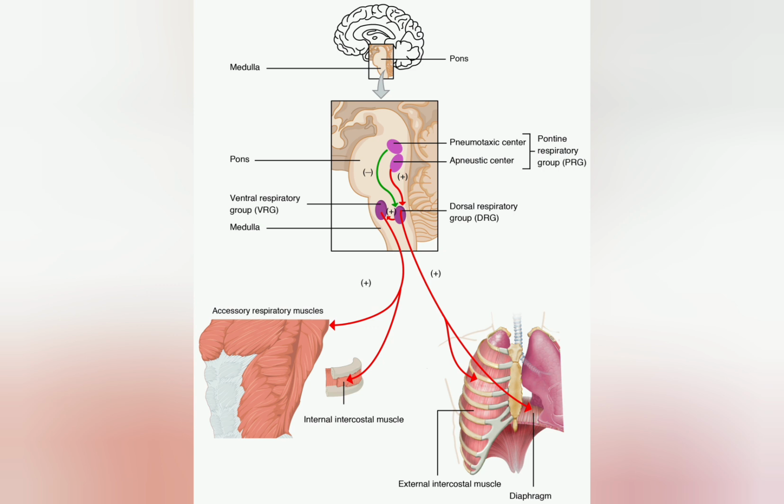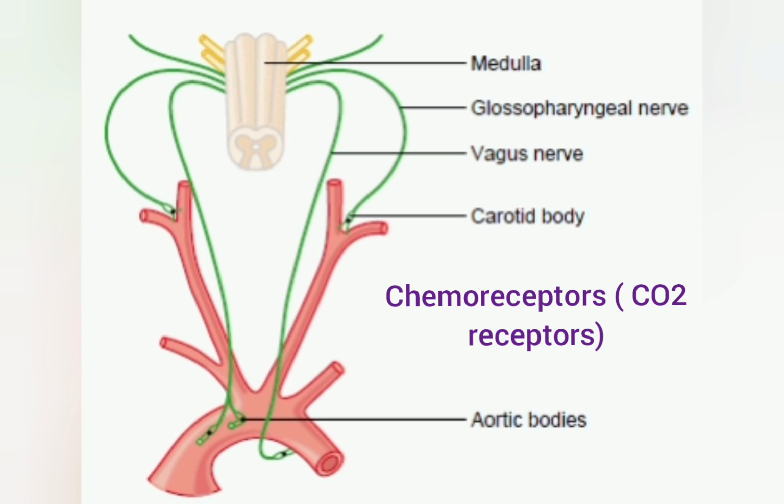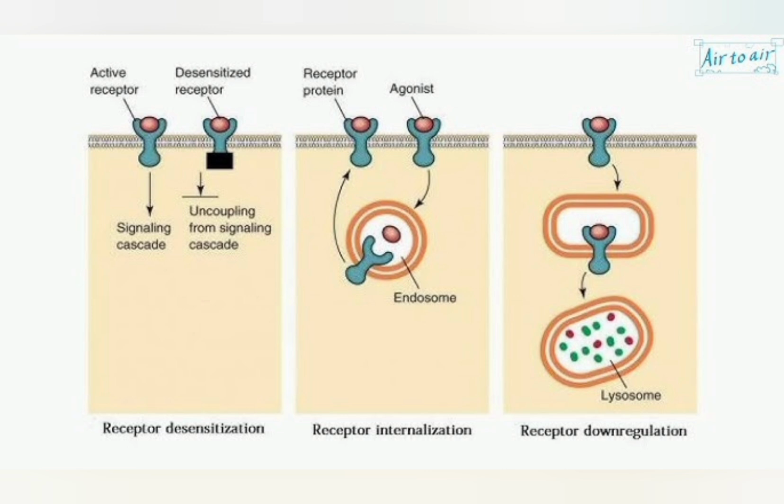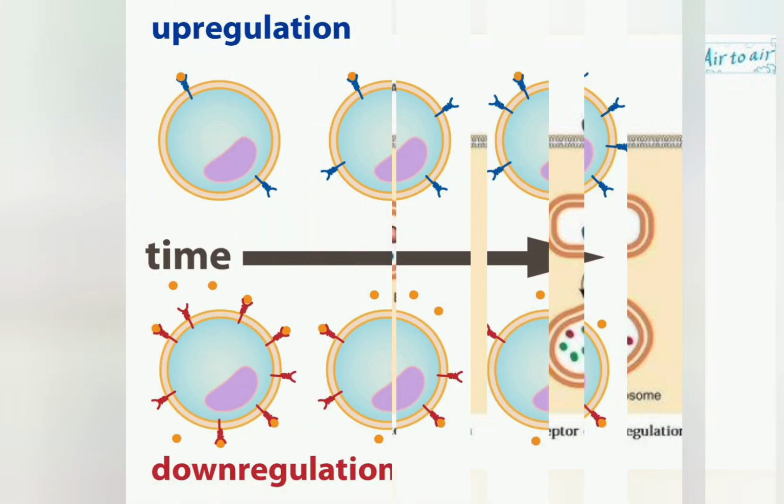But those patients who are having chronic carbon dioxide retention, their situation is different. Usually when there is a high amount of carbon dioxide in the body, the carbon dioxide will be bound to the carbon dioxide receptors which are situated centrally in the medulla oblongata and peripherally in the carotid and aortic bodies. So they will be saturated. Which means when there is a high amount of carbon dioxide for a prolonged time, the carbon dioxide receptors will be saturated. And when a receptor is saturated for a prolonged time, that receptor will undergo downregulation.